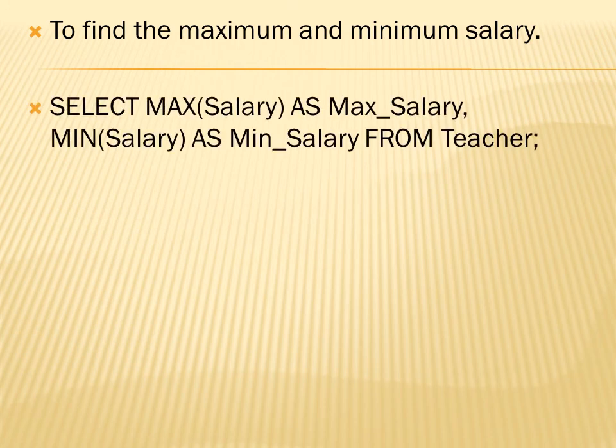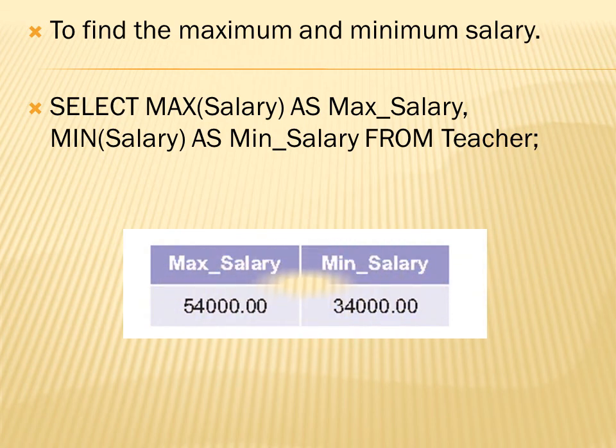Next, to find the maximum and minimum salary: select max salary as maximum salary, you want to put the heading as maximum salary, min of salary as minimum salary from the table teacher. This is the output. Max salary is this and minimum salary is this much, that one of the teachers is getting.